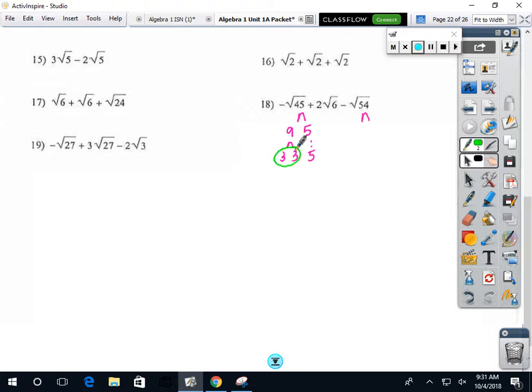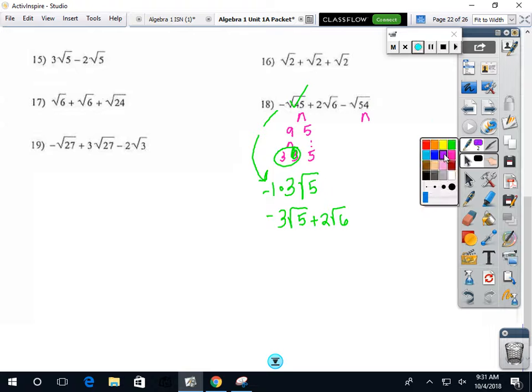You circle the pair of 3s, kill one, kick one out, put the 5 back in the radical. Don't forget about this -1 that will now come down and multiply by that 3 to make it -3 square roots of 5. So now we're good with that one. This one can't be simplified, so you just drop it down. And now we're going to simplify this one.